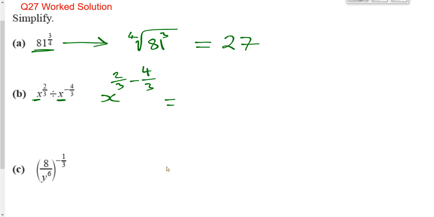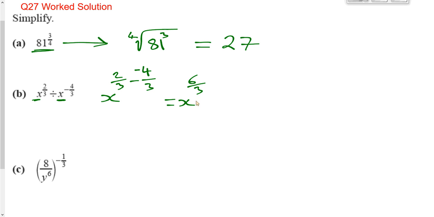So this becomes just a basic fraction. Oops, that's negative 4 over 3. So don't forget that negative sign there. So this is actually 2 over 3 minus 4 over 3. Because we're minusing, it actually becomes a positive. So this is actually 2 plus 4. Okay, so that becomes 6 over 3.